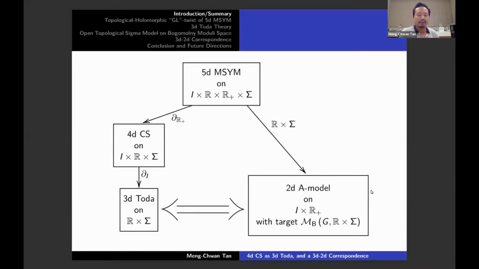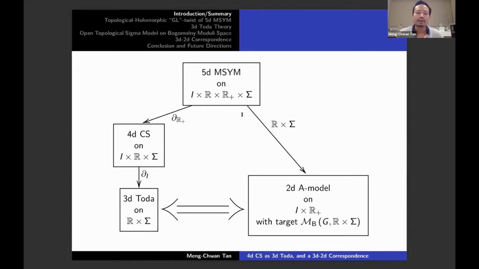So essentially what we will be doing in this paper is a very straightforward procedure. The main body of the paper will detail the computations. We start with 5D maximally supersymmetric Yang-Mills on a 5-manifold that looks like this. We have an interval, an R, and an R plus, which gives us the corner, and cross a Riemann surface. So the theory is topological in these 3 directions, and holomorphic in this direction.